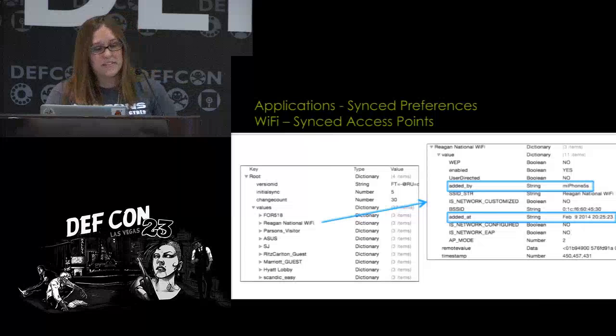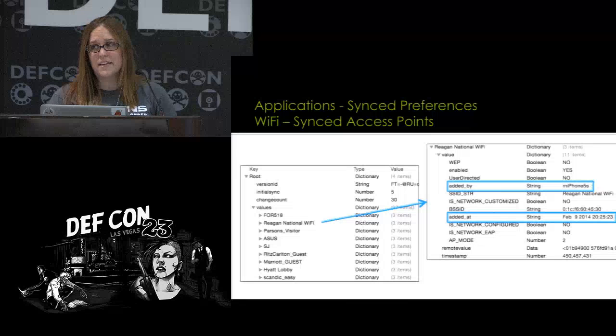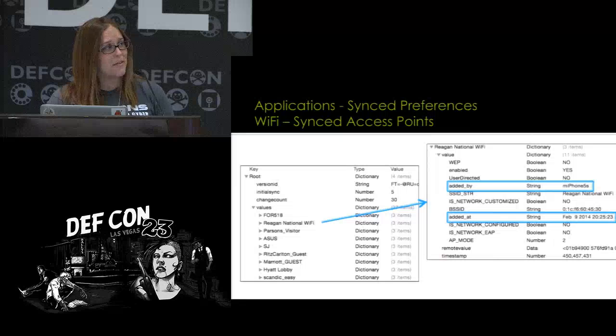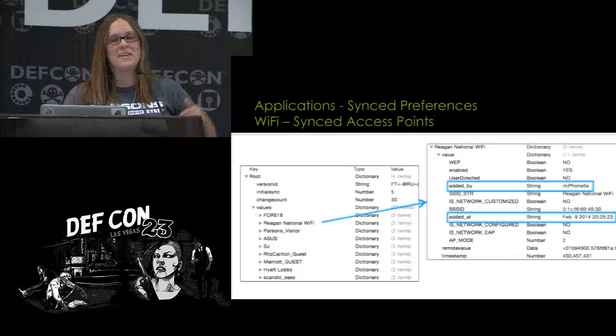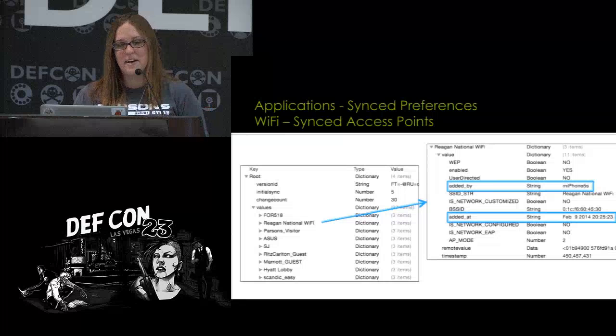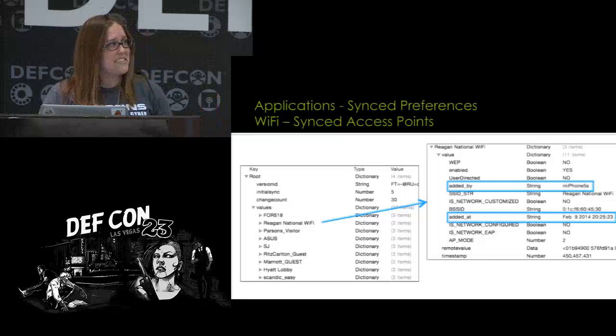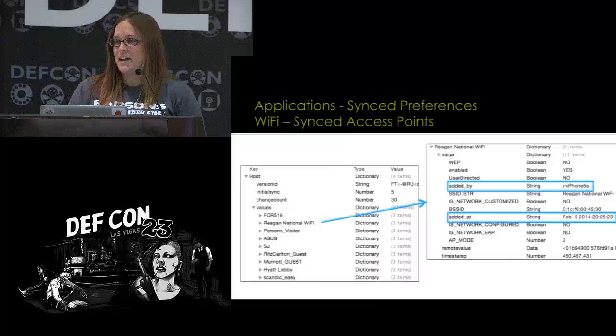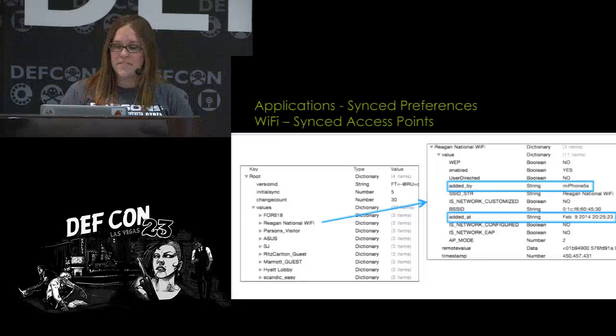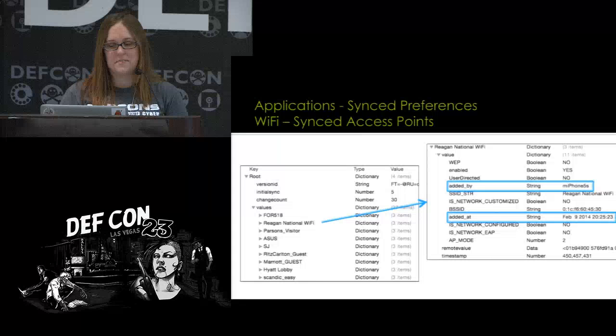So a couple of other plists here. On the left, you can see all the things that I've connected to fairly recently. And I like to keep a lot of my data in here purely for science. I do not like to keep this up here, but I do like to have good data to show you all when I do my presentations. So let's take a look at Reagan National Wi-Fi. I'm from the DC area. I hang out at National Airport, and I like to connect to their free Wi-Fi, because why the heck not?